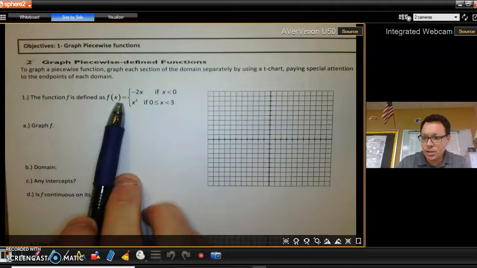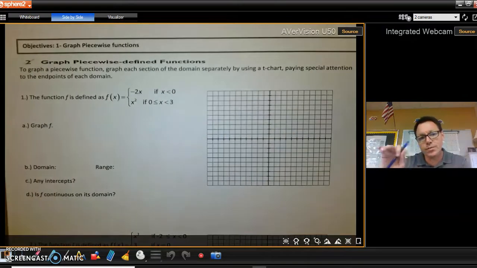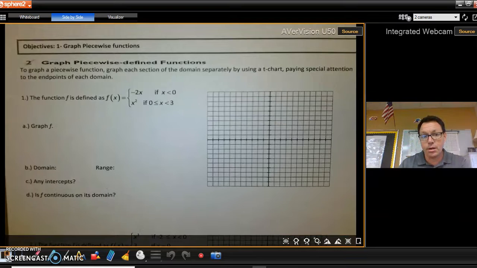So f of x equals... now remember, a piecewise function literally breaks your function into pieces, and it's going to break our graph into pieces. We're going to have two separate graphs. They could come together, they could meet, or they could just be two separate graphs that look like they have nothing to do with each other, but they're on the same graph.